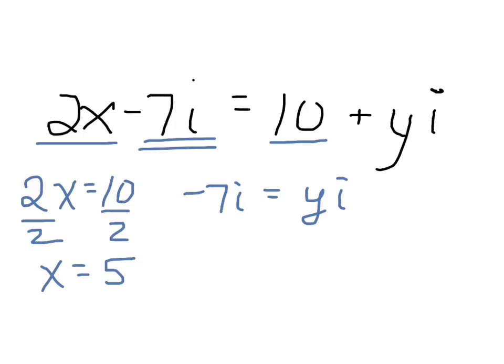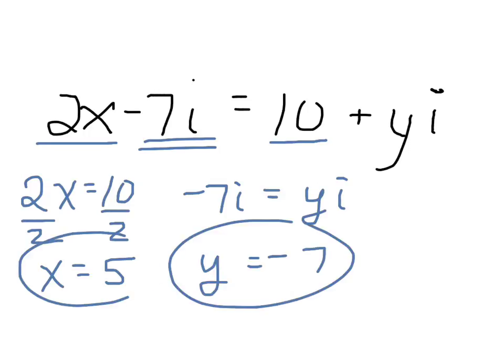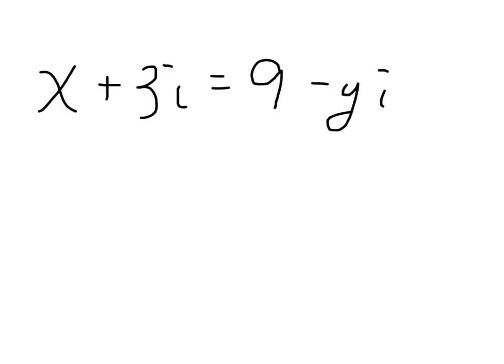The i's would cancel each other out, right? So what are you left with? Y equals negative 7. Oops. X plus 3i equals 9 minus yi.